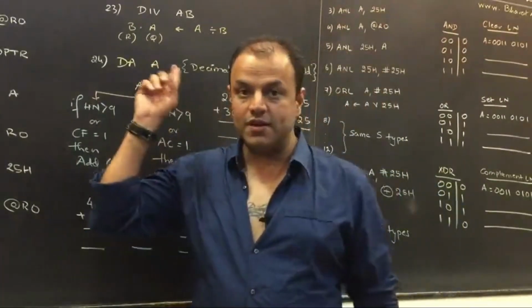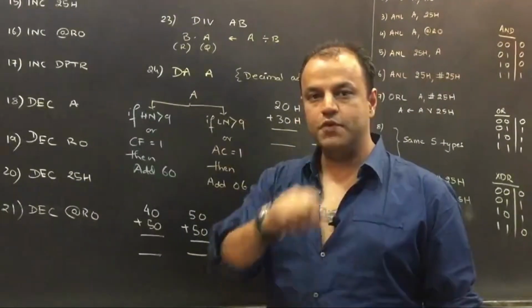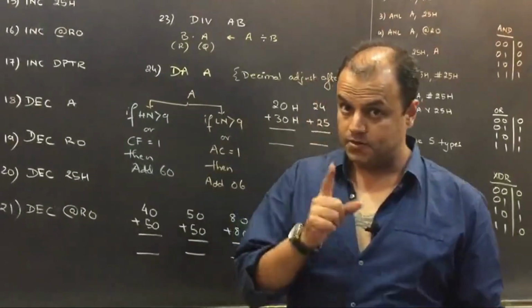Now, important Viva question. What if you have done division by 0?